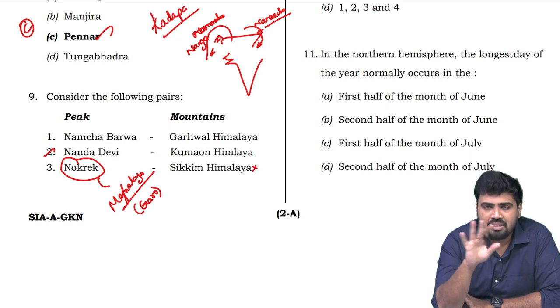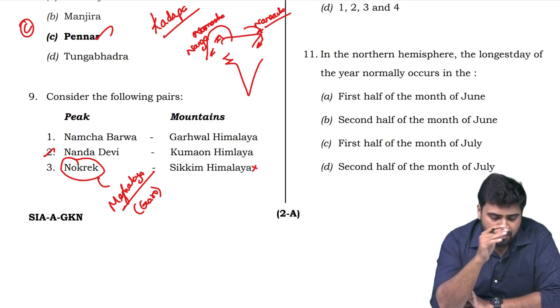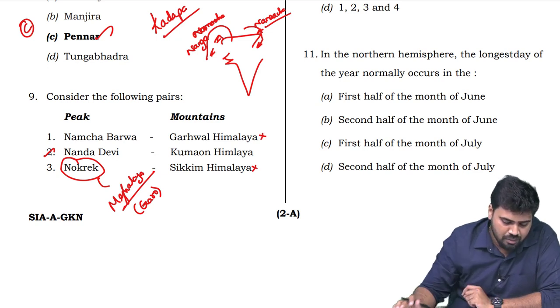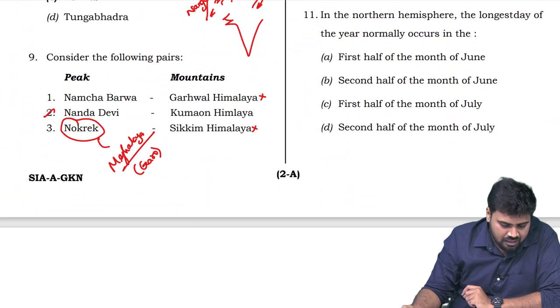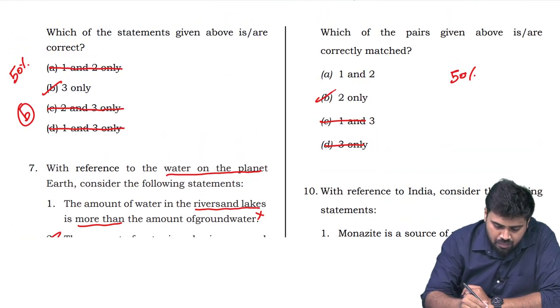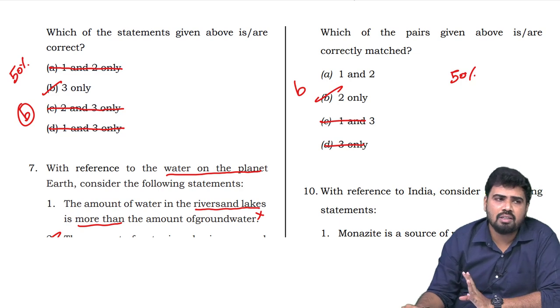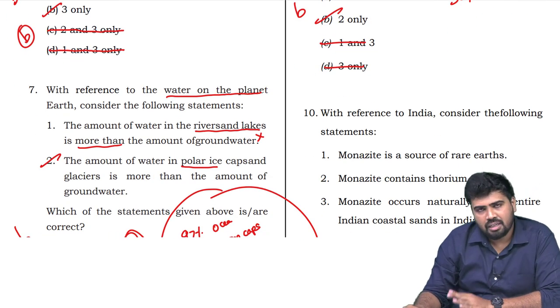So Namcha Barwa is definitely not in the Garhwal Himalayas. Garhwal Himalayas is in Uttarakhand. So the first statement is definitely wrong. So only one option is correct, that is Nanda Devi. It is in Kumaon Himalayas. So option B, B for Bombay. Okay, so just correlate your knowledge with environment or history or economics or other subjects, and you can eliminate options.